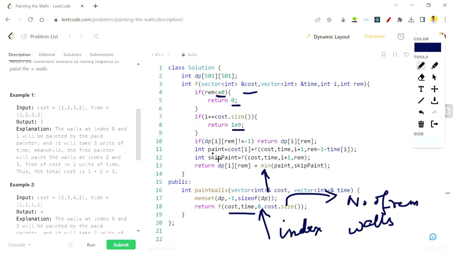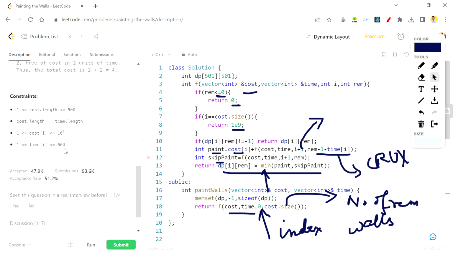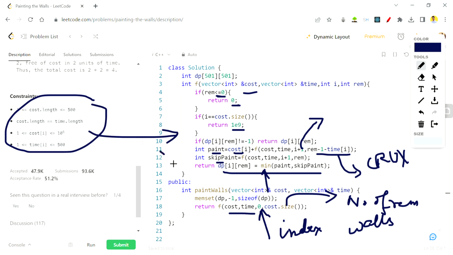I'm having two options, either to paint or to skip. While painting, I'm going to add on the cost associated, move to the next element, and reduce my remaining walls by the time factor, which is the crux of this question and makes it hard. For skip, I'm just going to skip off to the next element. I'm going to take the minimum cost associated. Since the constraint limits are quite low, by memoization we are able to solve this question. Thank you.